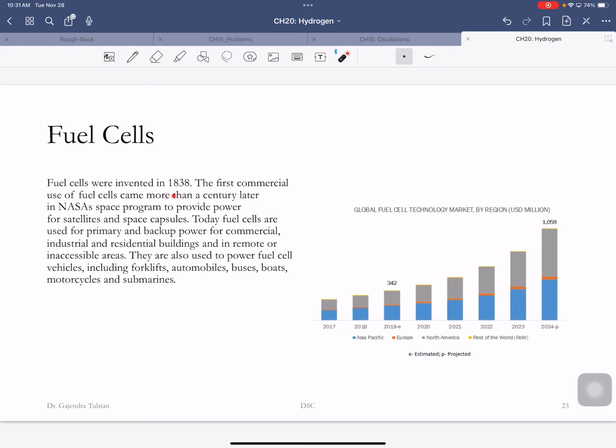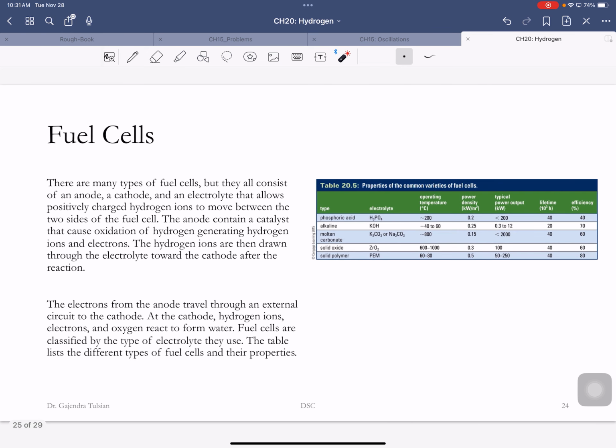So fuel cells were invented in 1838. And right now there's $1 billion worth of market for fuel cells. That's not much, but they're used to power fuel cell vehicles, including forklifts, automobiles, buses, boats, motorcycles, and submarines. Okay, so fuel cells are used.